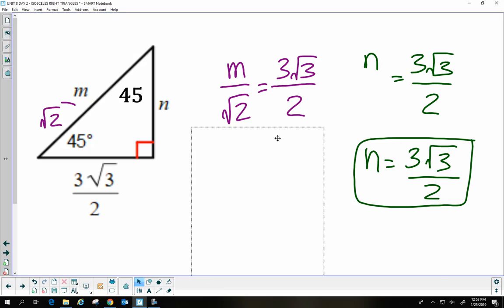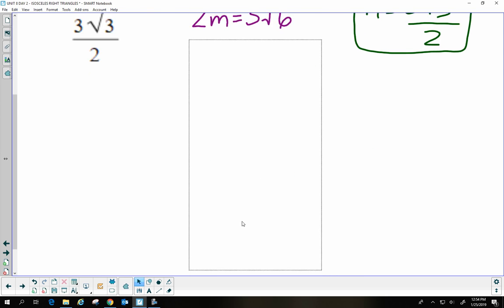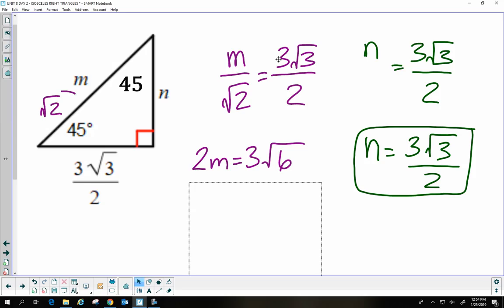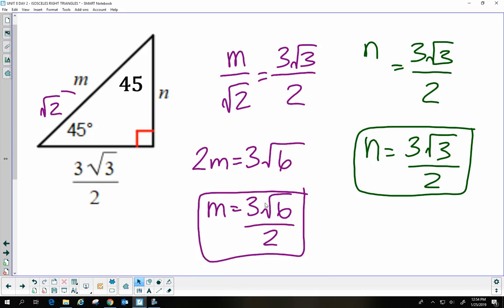So we just have to solve this one for m. I'm going to cross multiply: 2 times m and 3 root 3 times root 2. I'm allowed to multiply the root 2 and the root 3 together since they're both underneath square roots. That gives me root 6. And then I need to divide both sides by 2. And I get this as my final answer for m. It looks complicated, but that's the answer.